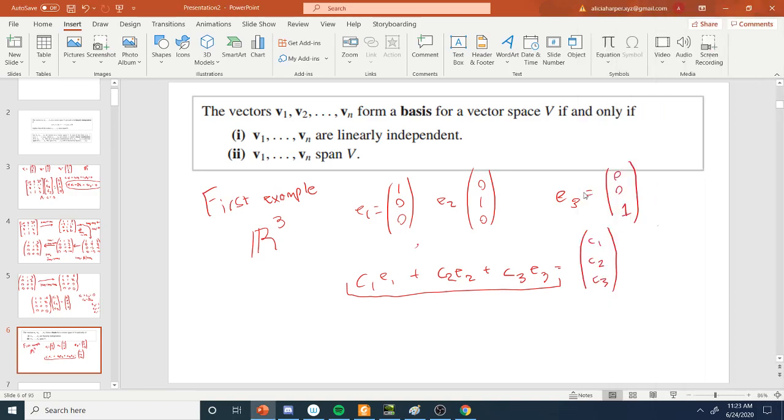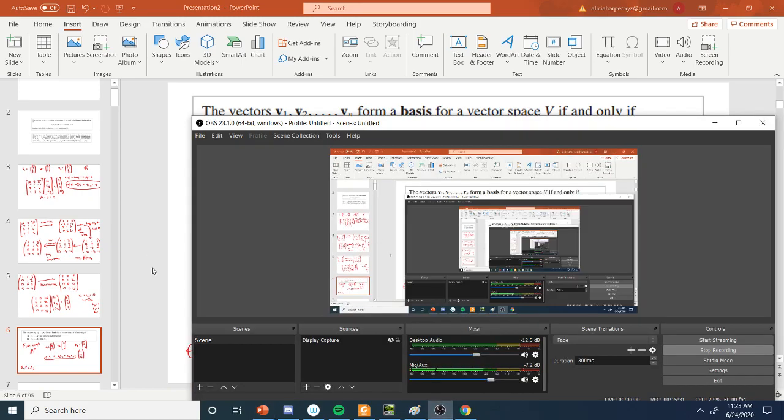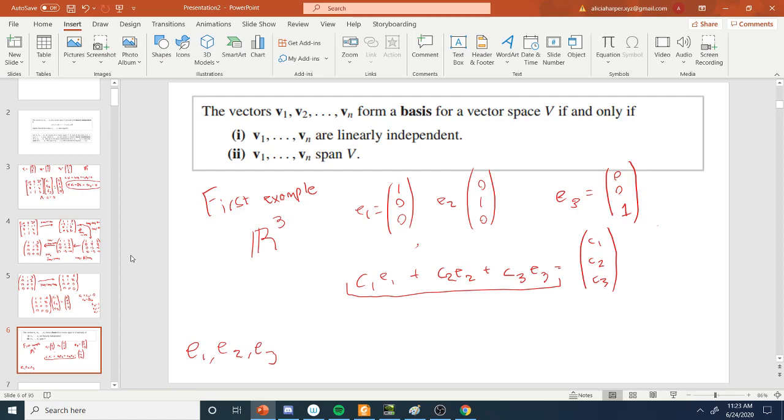But also, as we verified last time, E1, E2, and E3 are linearly independent. So not only do they span the vector space, but they're linearly independent, which means, according to our new definition, they form a basis for the vector space.